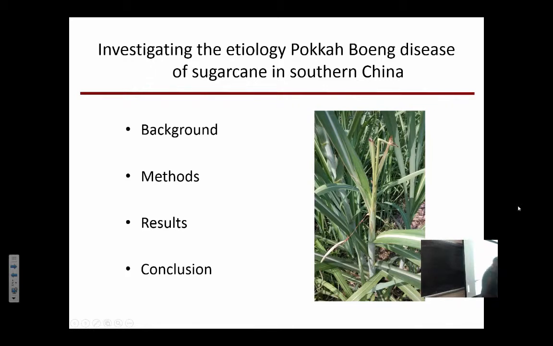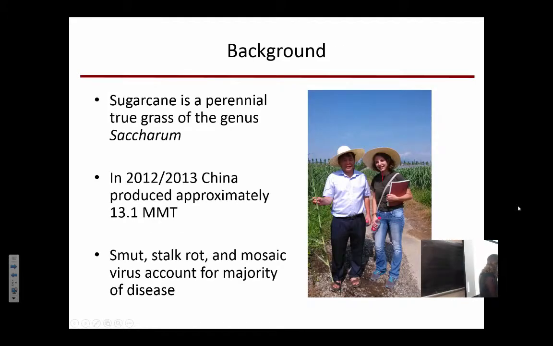If you look at this image on the right, this is the classic symptomology that we see in mature sugarcane plants that are infected with this Pokkah Boeng disease. You can see this malformed top. We call that knife cut. And it's often what we would see out in the field of infected plants. So just a quick background, sugarcane is a perennial true grass of the genus Saccharum. It's a row crop. It's high in cellulosic material.